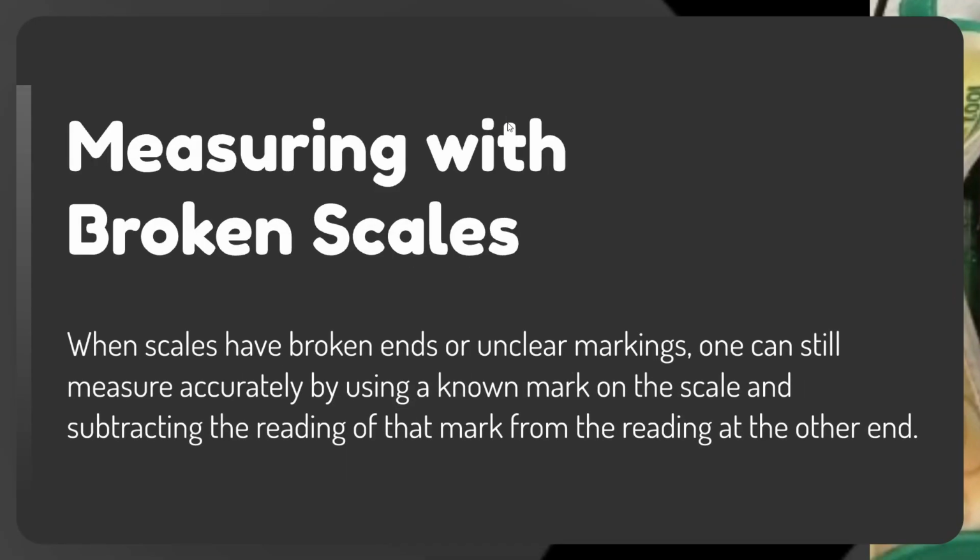So, measuring with broken scales. When scales are broken and have unclear markings, one can still measure accurately by using a known mark on the scale and subtracting the value of that mark from the reading at the other end. So we can see that some of the students have broken scales, where at the end of the scale, maybe the 15 centimeter mark is erased or we cannot see it correctly. Some of the students will assume, oh, this is 1 centimeter, so this will be 15 centimeter. So this method is also helpful for marking the reading at the end.